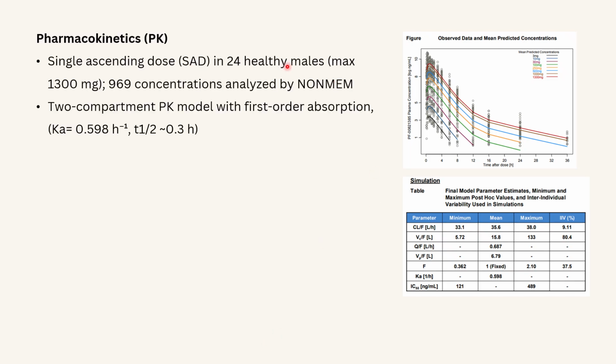Single ascending doses of compound PF 00821-385 ranging from 3 milligram to 1300 milligram were dosed orally to 24 healthy male volunteers, with a maximum tolerated dose of 1300 milligram in this first in human study. And 969 plasma concentrations, shown here in open circles, were collected and population PK parameters were estimated using NONMEM software.